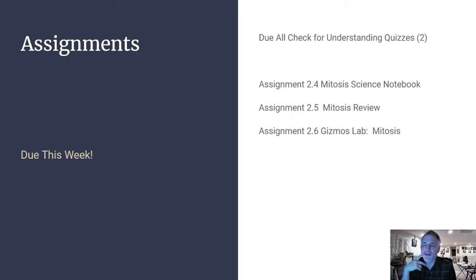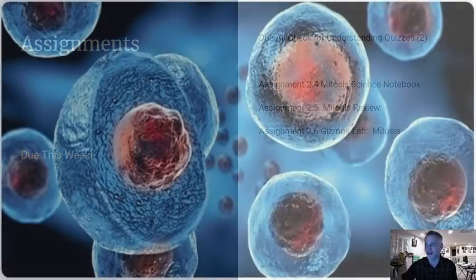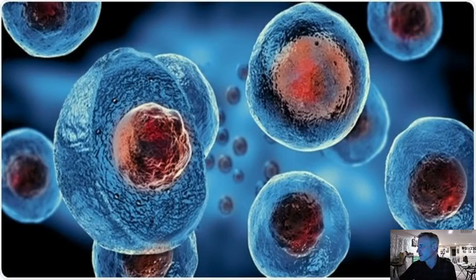And then you have assignment 2.6. This is kind of cool. I signed myself up for this. You'll probably have to sign up for a free membership to the Gizmos lab. You can click the assignment, and it'll take you there. It's a cool little virtual lab on mitosis that you can work on, and that should be a little bit more entertaining than just reading or doing research.